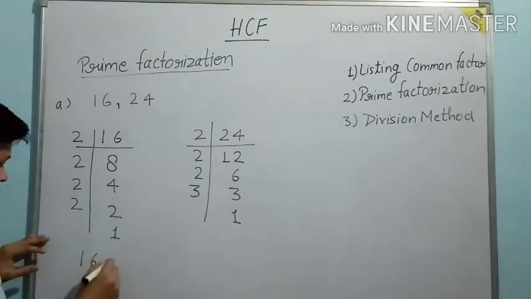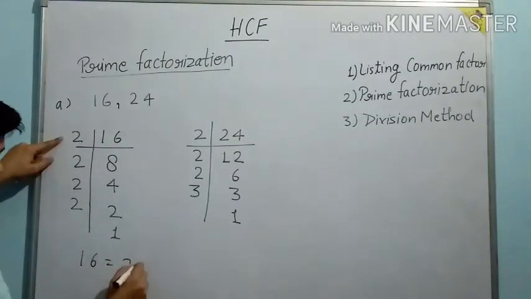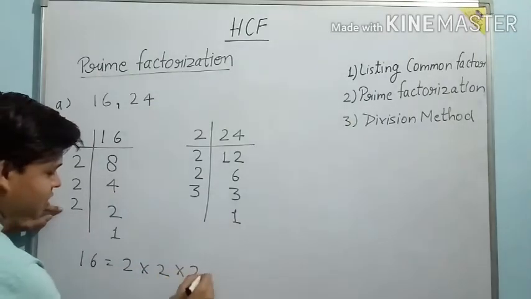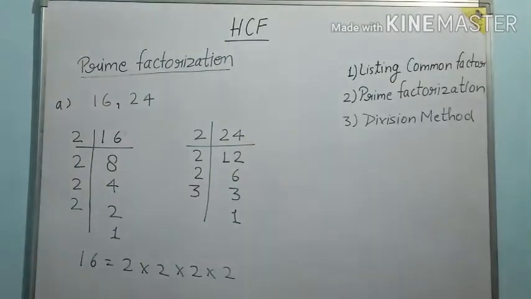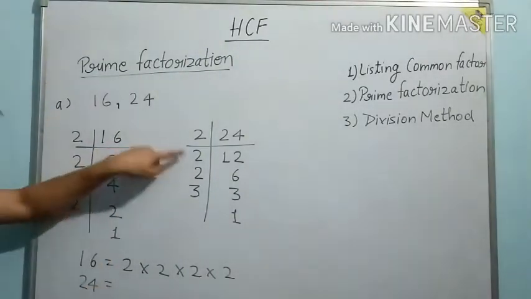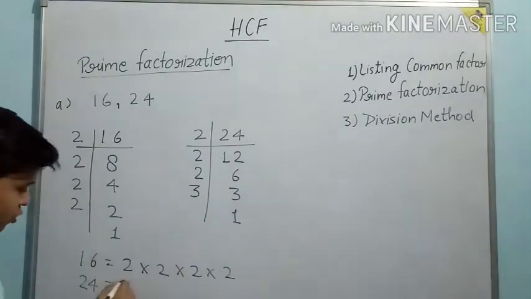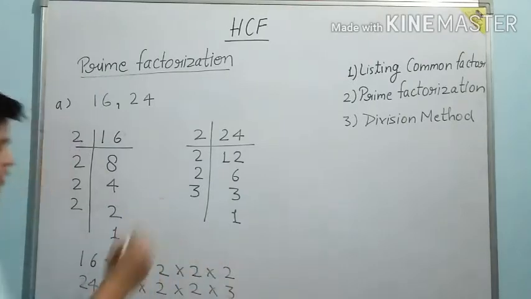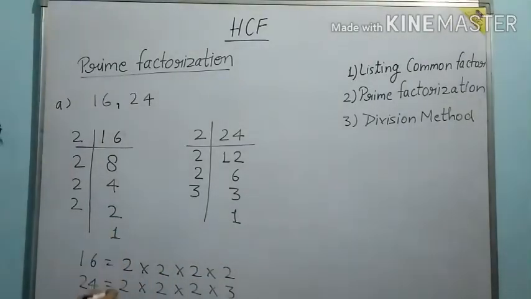So let's write for 16. We have 2 into 2 means 1 2 3 4 times 2. So let's write here 4 times 2. Now 24. So 24 we will write 3 times 2 and 1 time 3. So 2 into 2 into 2 and this is 3. So let's take common. Okay, so this is common, and you have to make pair.